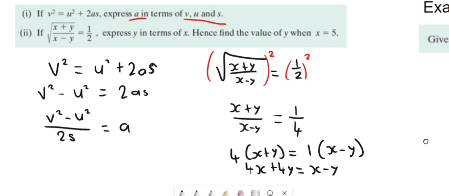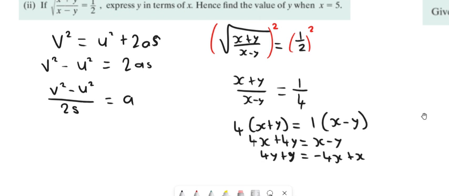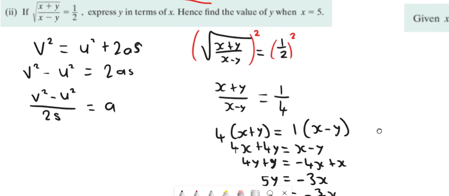Now if I bring all the x's to the one side and the y's to the other, I'll bring the y's to the left hand side. So we get 4y plus y is equal to minus 4x plus x. Then if we combine them, we get 5y is equal to minus 3x. And if I divide by 5, I get y is equal to minus 3 over 5 x. And that's my answer there.